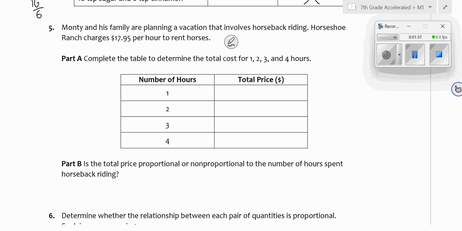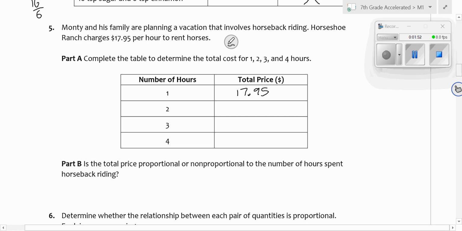Back at it. Number 5. Okay, it says that the ranch charges $17.95 per hour to rent horses. There's no upfront fee. There's no starting cost. So just 1 hour is going to be $17.95. And 2 hours looks like 35.90. Thank you for putting that extra 0 in there because we're talking about money. So we need 2 decimal places.